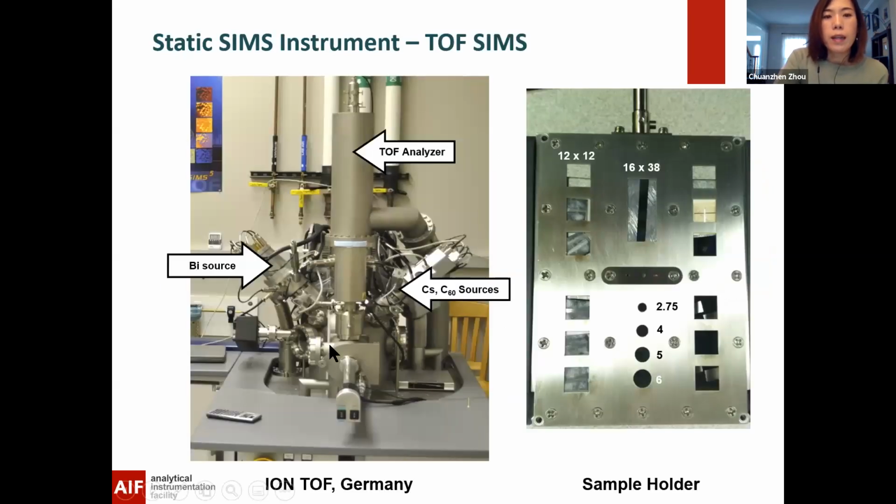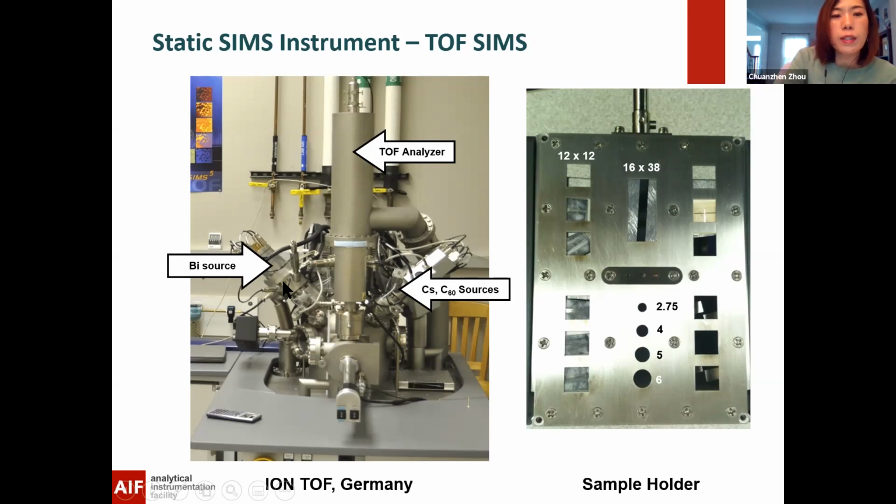All right, so over here, this is the instrument we have at AIF. It is a time-of-flight secondary ion mass spectrometer from Münster, Germany, and this is the TOF-SIMS 5. Right now they already have the M6 Plus, a really advanced model, but this instrument can still serve a lot of our current needs.